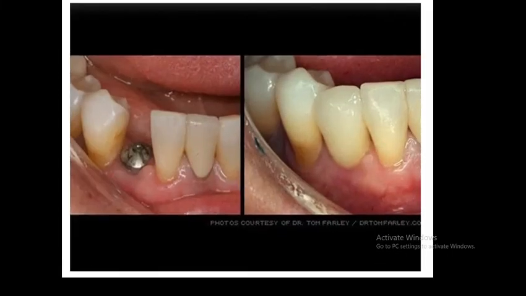Here this is another implant, okay, for the lateral incisor. He made an implant here. Can you see how beautiful it looks here? It really looks nice. It looks beautiful.